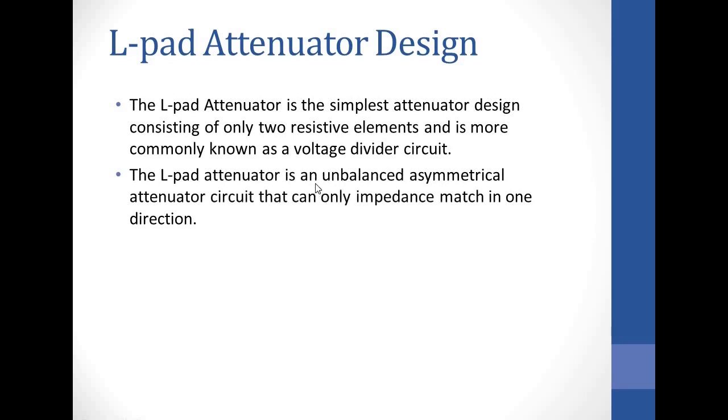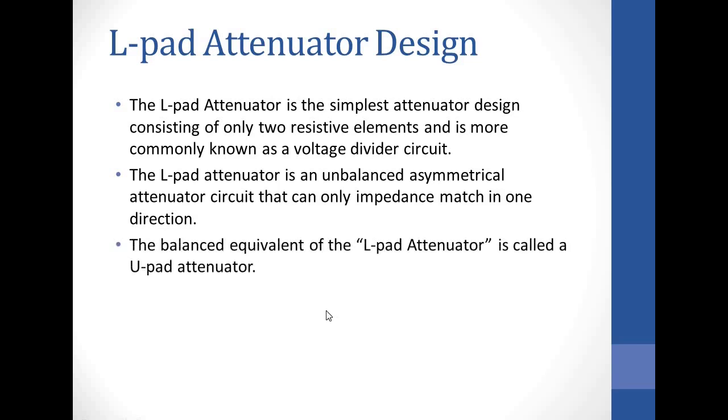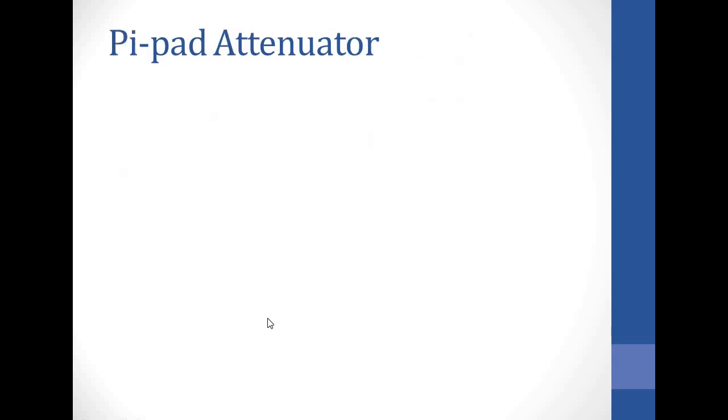The L-pad attenuator is an unbalanced, asymmetrical attenuator circuit that can only impedance match in one direction. What it simply means is that you can match the input of the attenuator to whatever source is connected to that input. That's one-direction matching. And you can only match your output with the resistance of that output. The balanced equivalent is called the U-pad attenuator.